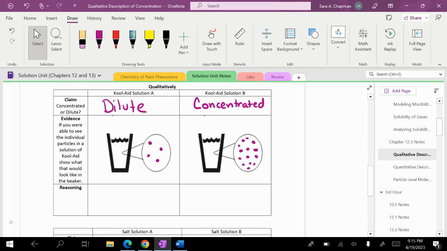And so the reasoning, we can look at this, and again, this is all qualitative. We haven't made any measurements. I didn't measure the volume of Kool-Aid we had in those glasses. I didn't measure the amount of grape flavoring or grape particles we had in the water. We're just looking at it qualitatively. We can see solution B is darker, solution A is lighter.